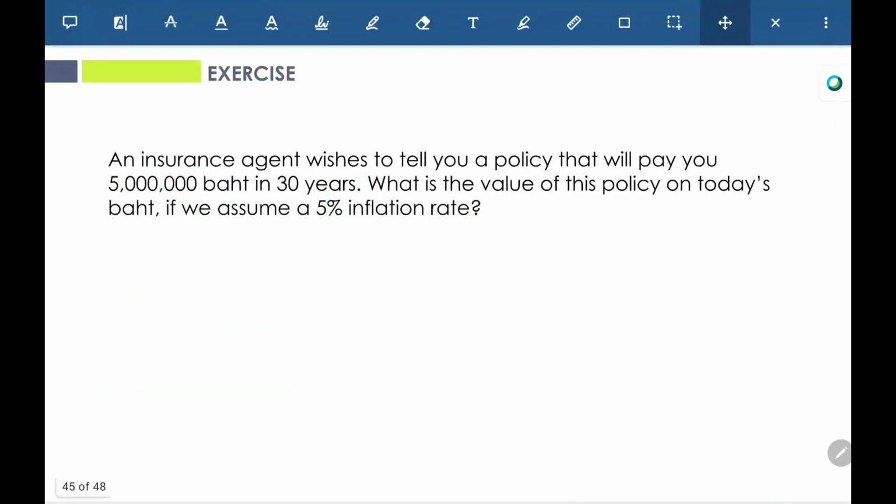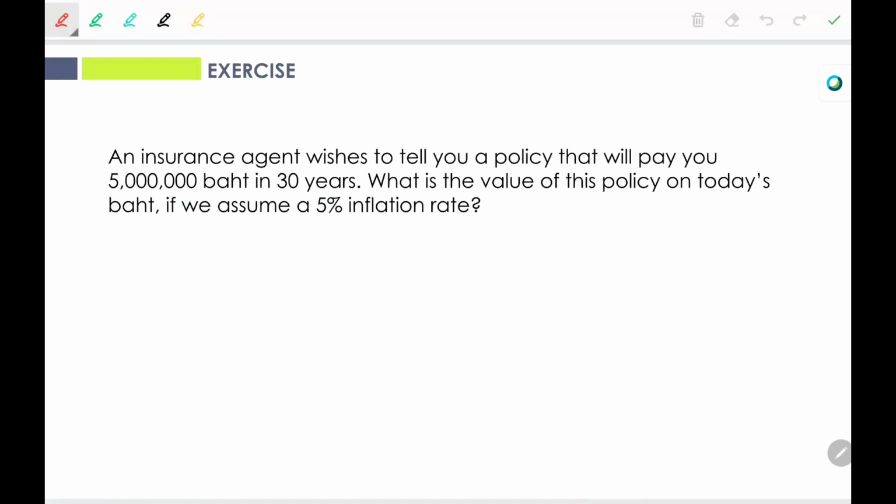Okay, last exercise here. An insurance agent wishes to sell you a policy that will pay you this amount of money in 30 years. What is the value of this policy in today's baht, if we assume a 5% inflation rate? So they guarantee that they will pay you 5 million baht. This is the amount of money in the future. In 30 years, this is the time. And they assume that the inflation rate is 5% per year. r is 0.05. And this is the inflation rate, so n is 1.